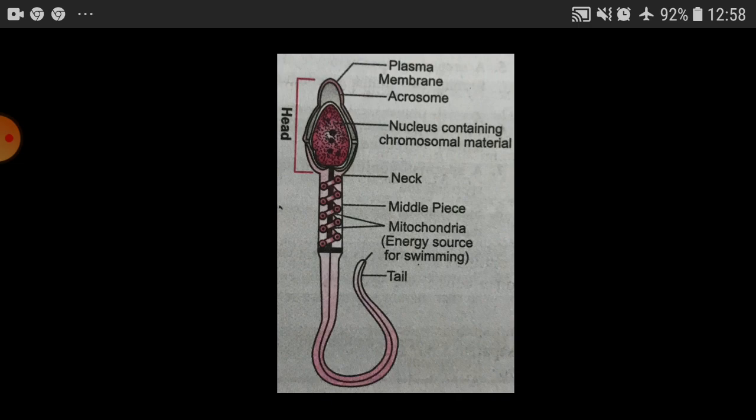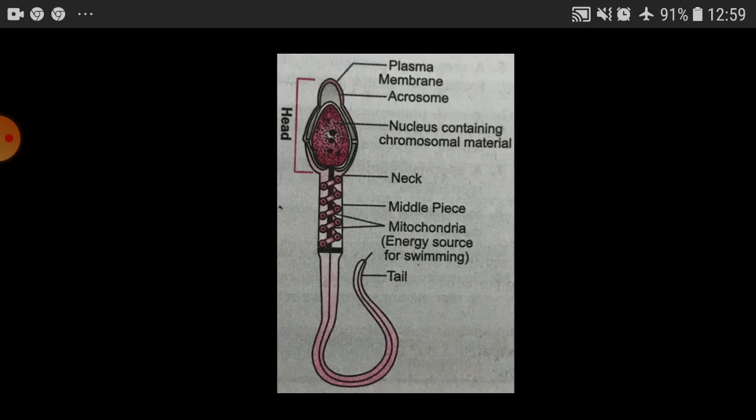The middle piece is cylindrical in the human sperm. It contains many mitochondria tightly coiled around the axial filament. The mitochondria provide energy for the movement of the sperm in the female's genital tract. Middle piece is also termed as the powerhouse of the spermatozoon. Why? Because the amount of energy which is provided from this middle piece is limited. If a sperm fails to contact an ovum within a specific period, which is around 24 to 48 hours, it exhausts its energy and dies.